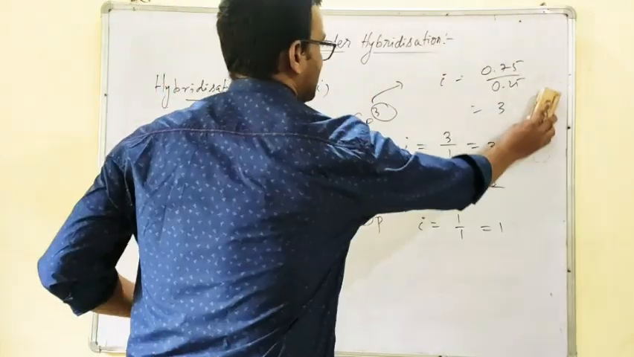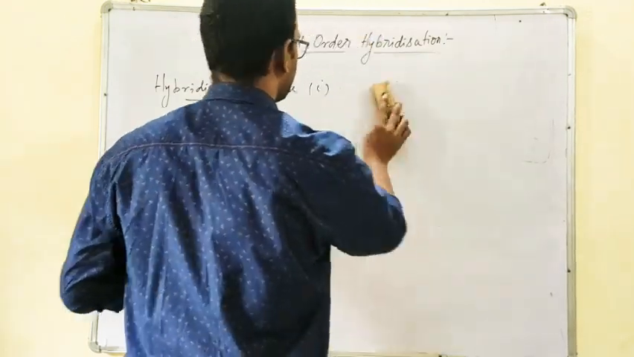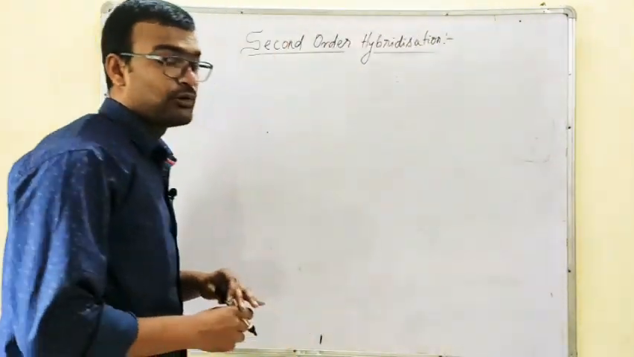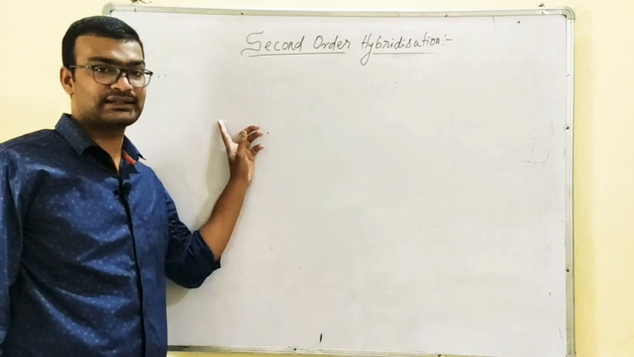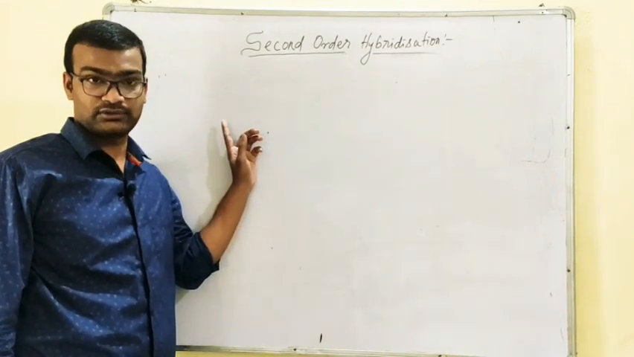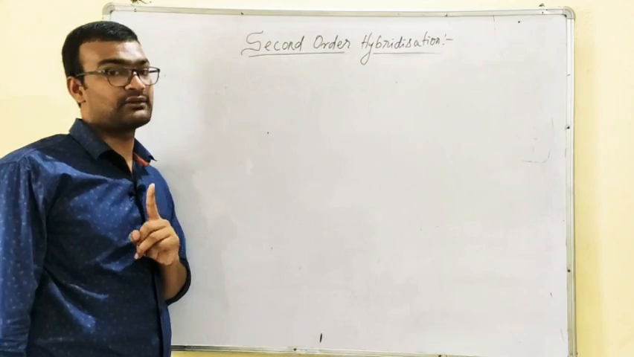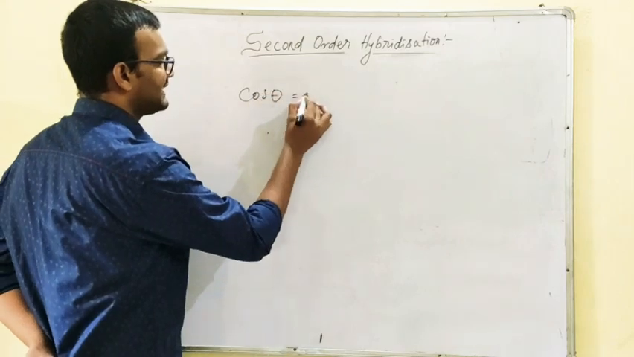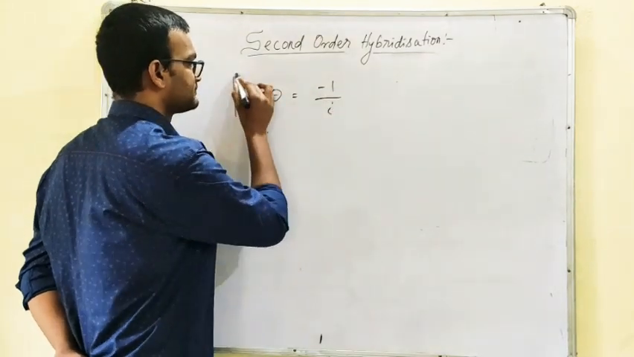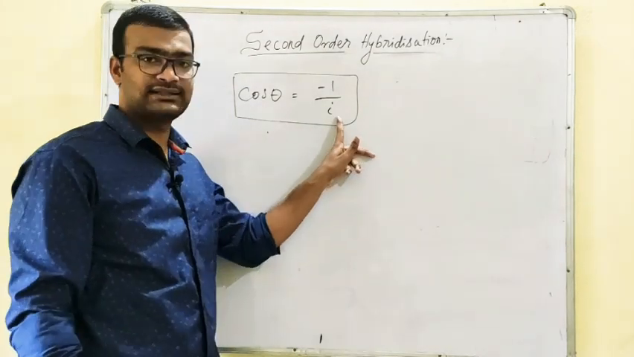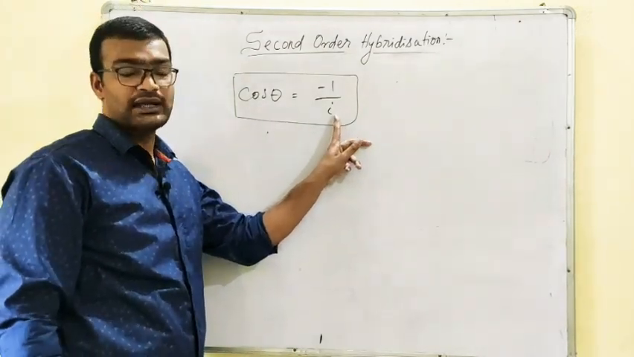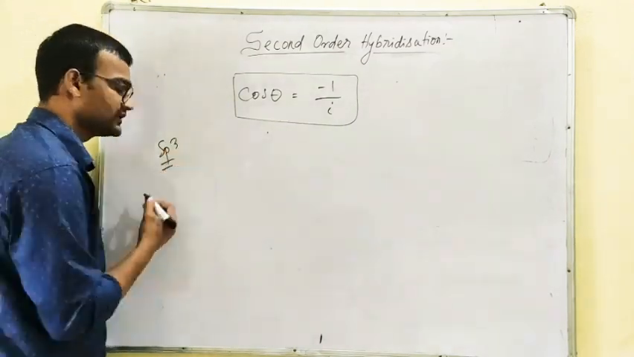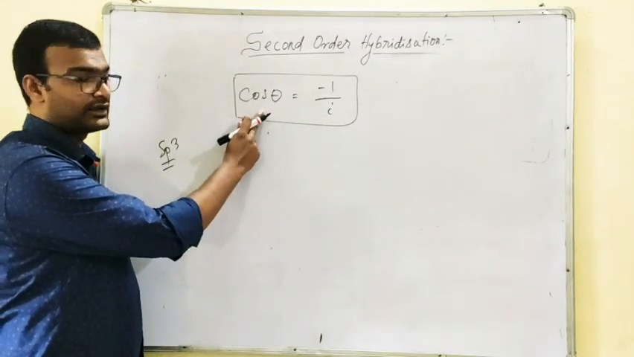Okay, now there is a formula from which we can start our second order hybridization. It relates to the bond angle we discussed, the ideal bond angle of hybridization. We can find it out mathematically also, and we get exactly 109.5 for sp3 hybridization. How? There is a formula: cos theta is equal to minus 1 by I. What is I? I is nothing but what I discussed just before, your hybridization index. So this is the formula to find the bond angle, where theta is the angle.